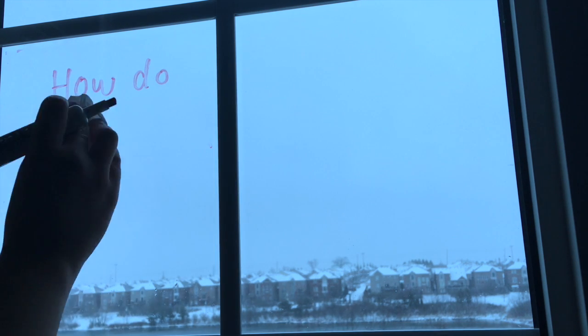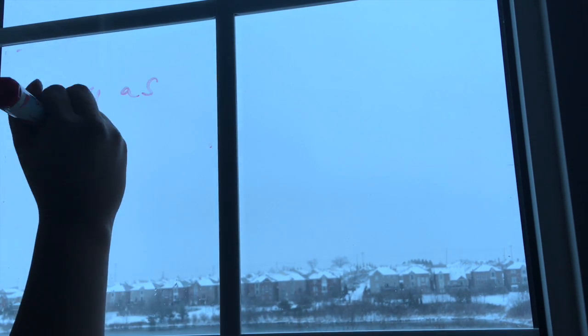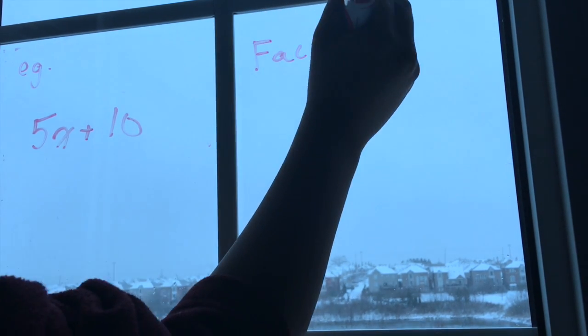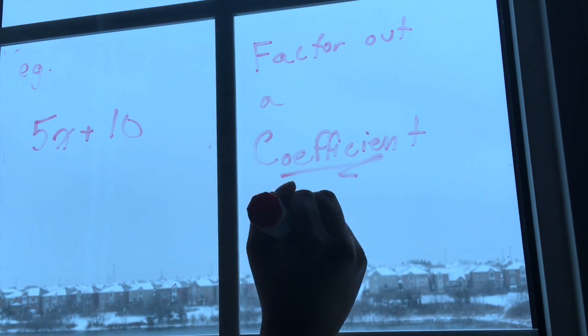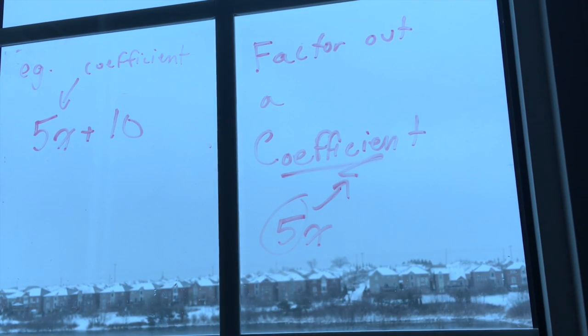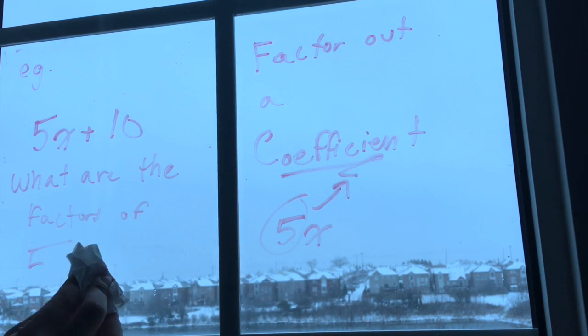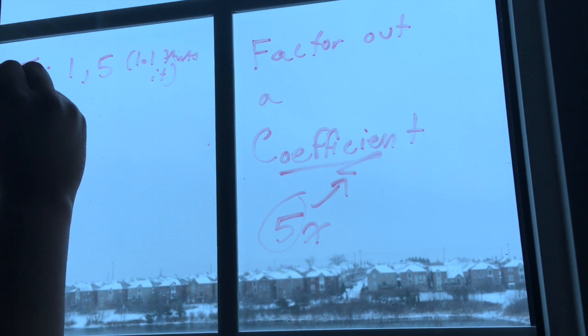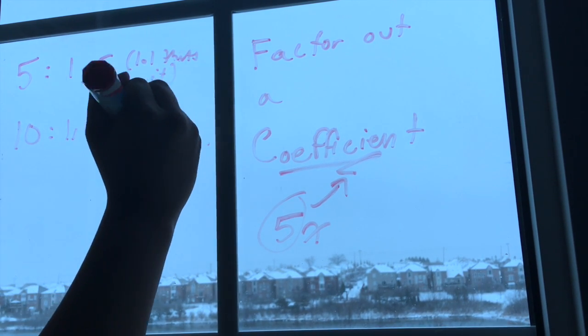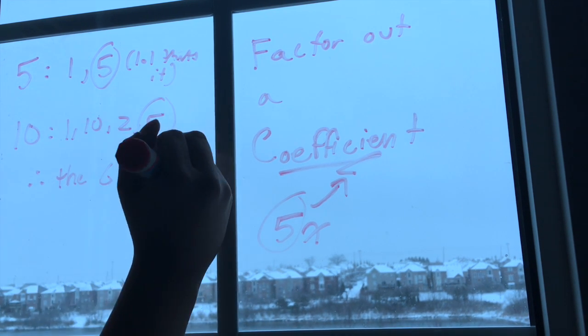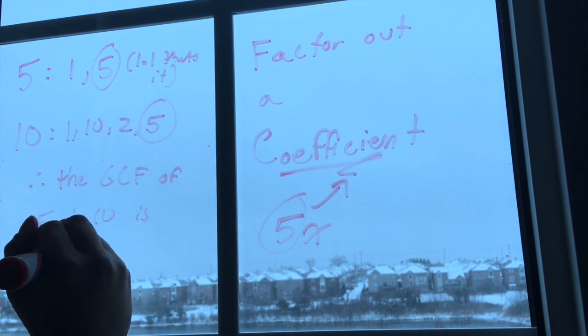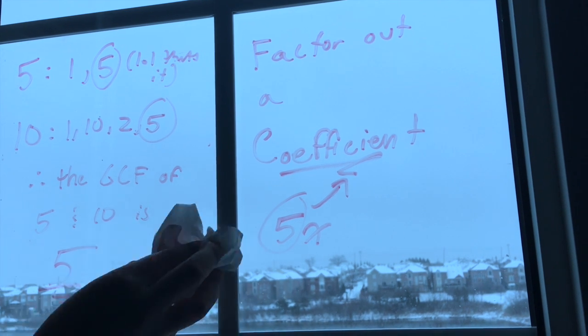So how do we factor using a GCF? Well, let's take a look-see at this little expression over here, 5x plus 10. So we're going to factor out the coefficient. This is something to think about when you're looking for a GCF to factor. So what are the factors of 5 and 10? Well, we have the factors of 5 and we have the factors of 10, and the largest common factor between them is 5. So that's going to be our GCF to factor with.